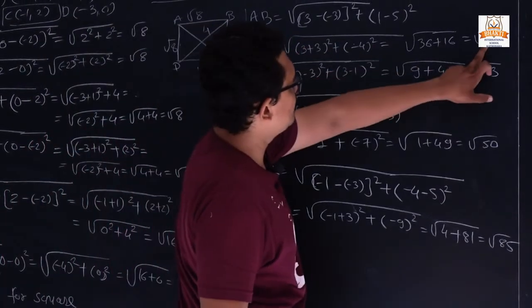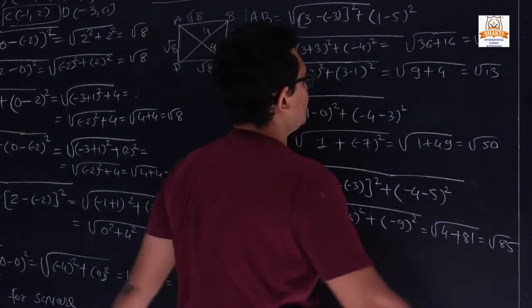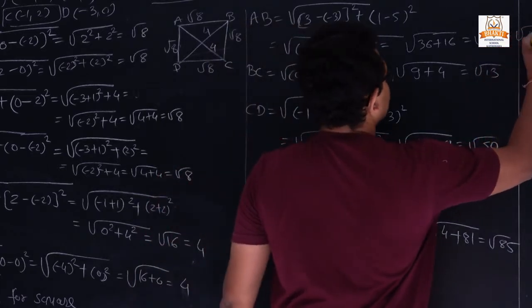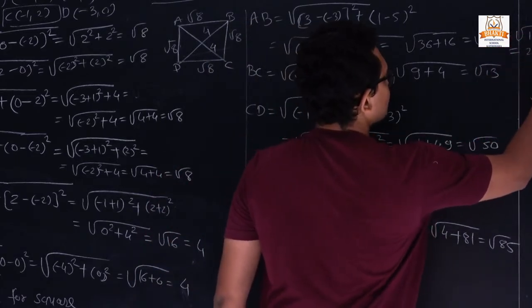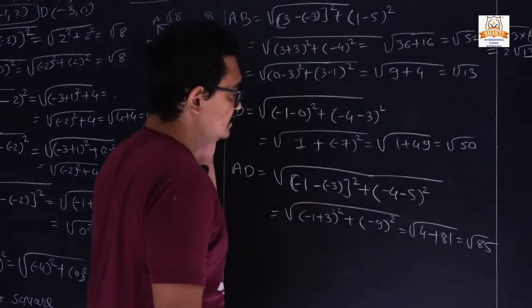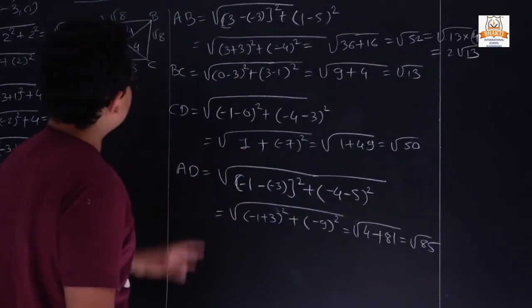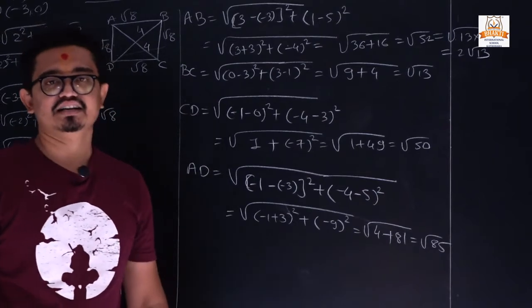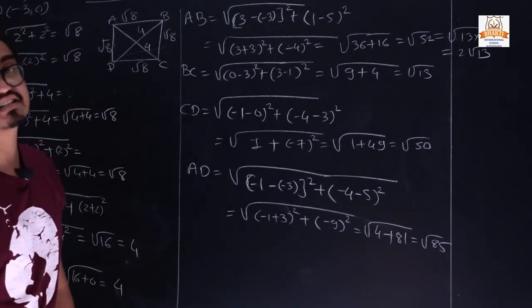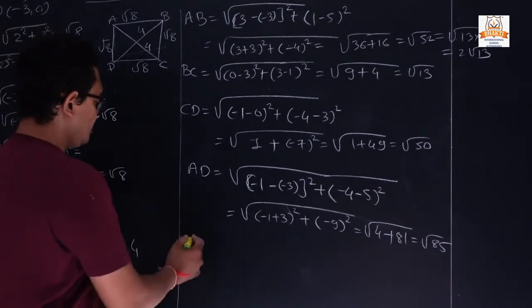AB is root 52. So here we can also write like that, 13 4s. So what is the square root of 4? So it is 2. Clear? It is 2. So it means what? All sides are different. Clear? Here we can see that all sides are different.